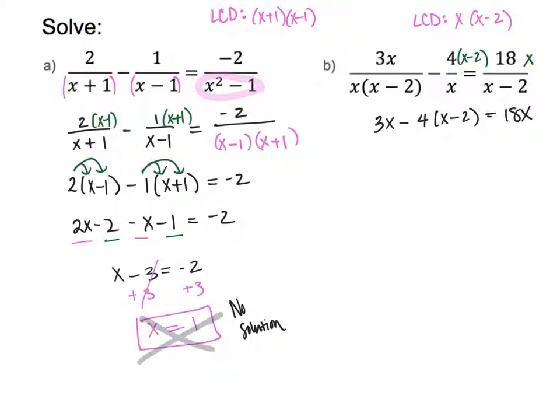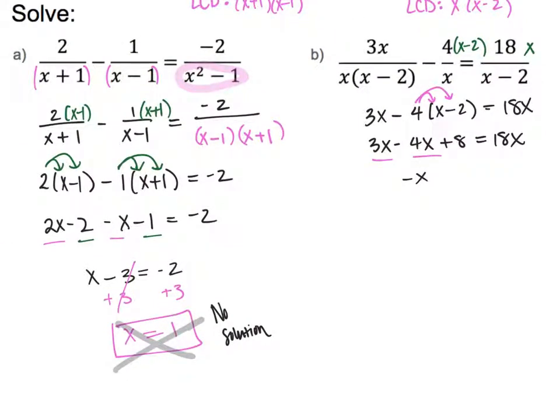So from here, I'm going to try to solve this out. I have a negative 4 in front of this parenthesis, so I need to distribute. Make sure you distribute that negative sign. So I have 3x minus 4x plus 8 equals 18x. From here, I'm going to combine any like terms, like these two. That makes a negative x.